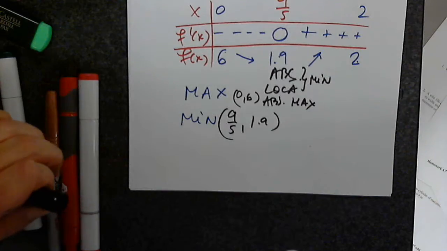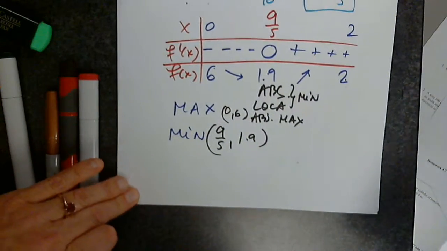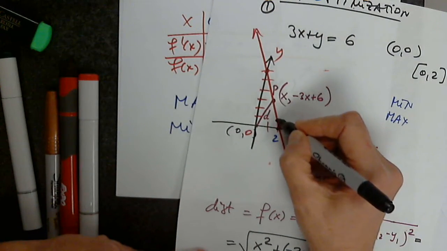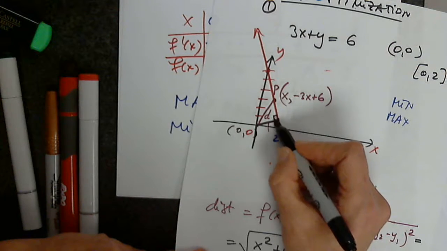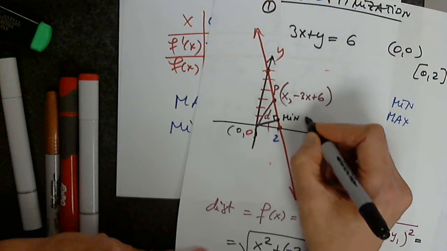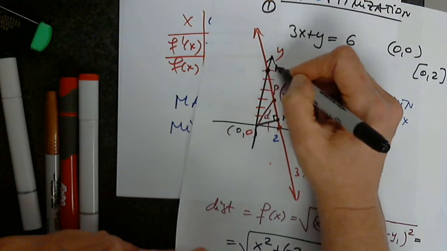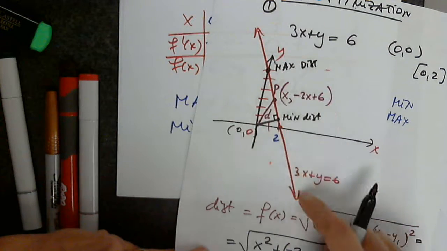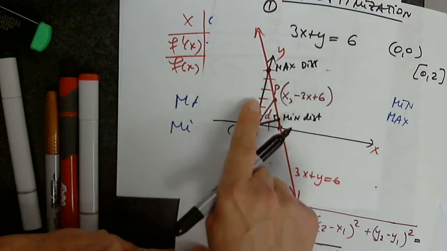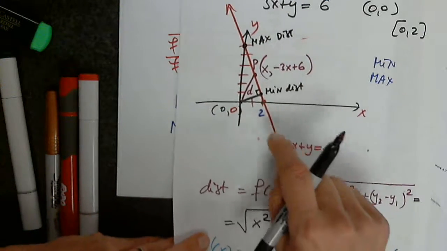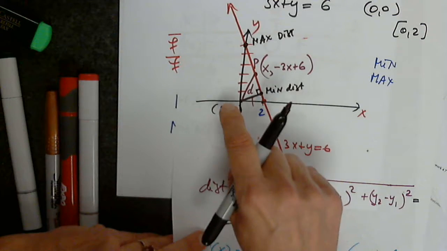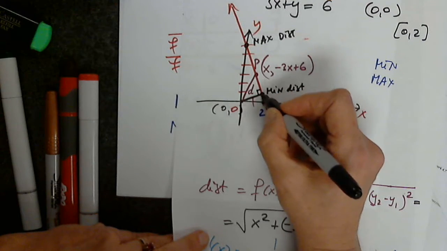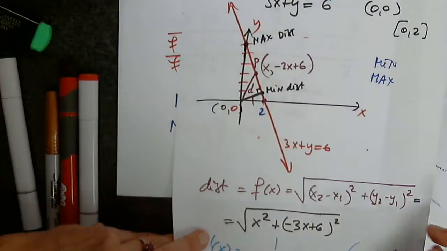So coming back to the graph, it's very clear. 9/5, 1.9. So 1.9 should be somewhere here. So this is the point of minimum distance, and this is the point of the maximum distance. So the maximum possible distance from 0 to the line on the interval 0 to 2 is here at 0. The maximum distance is 6 units. The minimum distance between the origin and the line on the interval 0 to 2 is this point right here. That's the minimum distance. And that's the maximum distance.